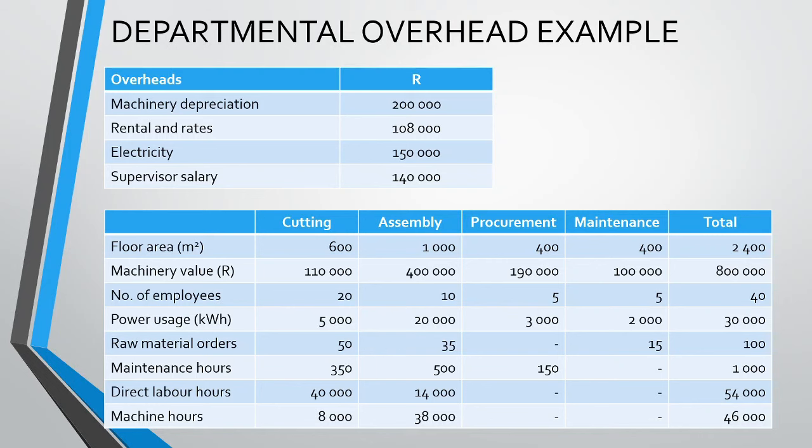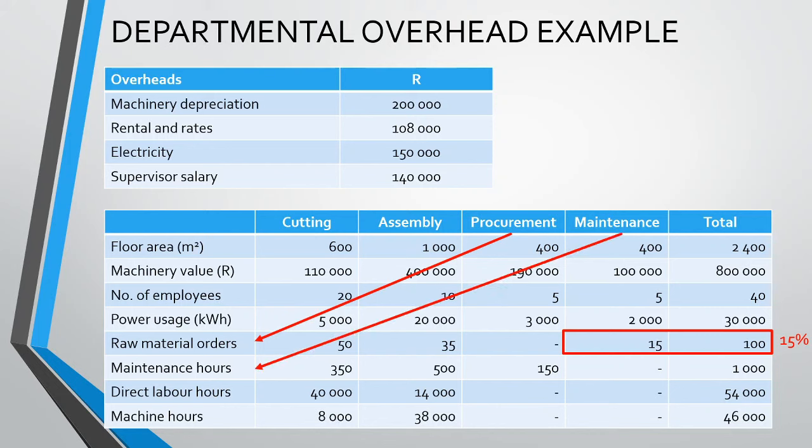So we need to calculate which service department does more work for the other service department. If we look at the procurement department, the raw material orders represents how much work it does for the other departments. We see here that 15 out of 100 raw materials relates to the maintenance department. This represents 15% of the work performed. We do the same for maintenance. The work the maintenance department does for the other departments is represented by maintenance hours. We see that the maintenance department does 150 hours for procurement out of its total of 1,000 hours.